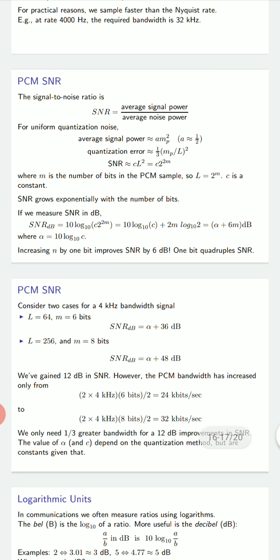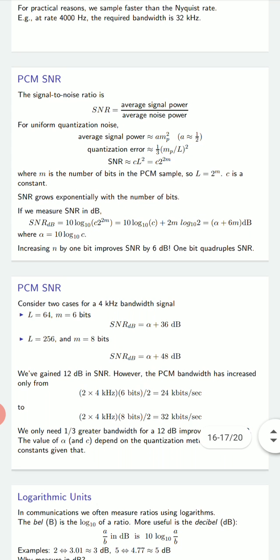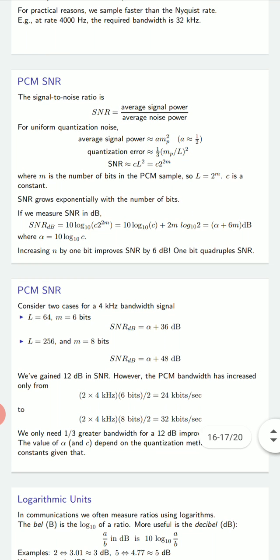L is nothing but the quantization level. Instead of Q, here we are using L, and instead of v, we are using M. Don't confuse, because if we are studying from a different PDF, they will use different notation. So here we have the formula for the quantization error, that is 1 by 3 mp by L square. But we are saying the signal to noise ratio will be equal to C times L square, because we are taking a constant, that is C.